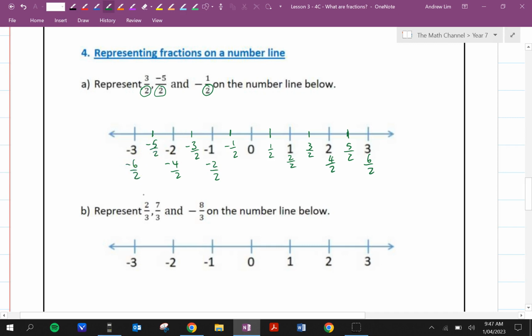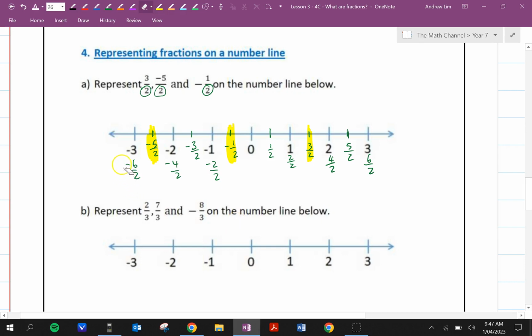So the question here says, represent 3 over 2. Really, we only want you to write this bit. Minus 5 on 2. Just this bit. And minus half. We didn't really want you to write the rest.